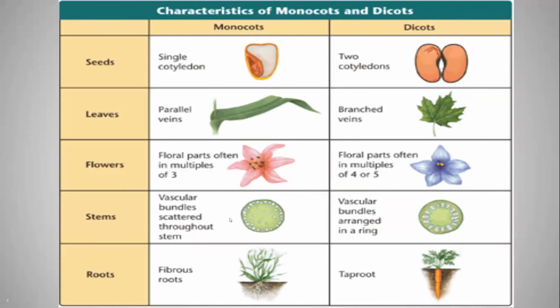So if you look at the stems, we are saying each of these circles inside here in the middle is a vascular bundle, and in it, it should have xylem and phloem. If you see the vascular bundles of the stem of the monocot, they are just scattered there inside. But the ones of the dicot, they are arranged in a ring. That is what we mean. I hope I've answered that.